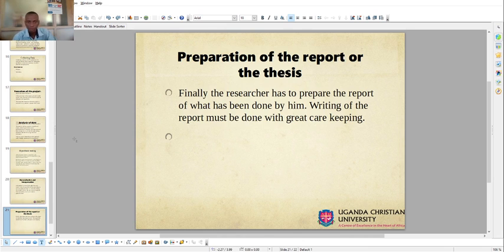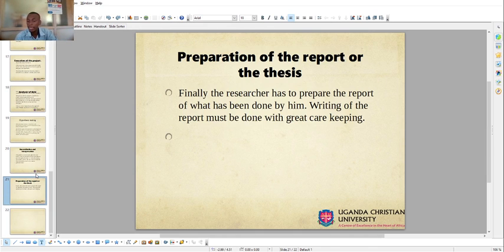You prepare a report, putting all these parts together into a document which you can afterwards disseminate or share with the key stakeholders. For academic research, you give the report to your supervisor and then to the library for upload. But for action research or applied research, you prepare a report and disseminate it to those who are going to practically use those findings.